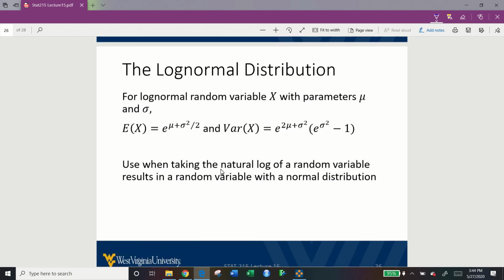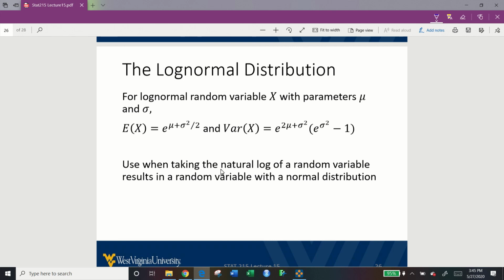Our log normal variable is dependent on the parameters mu and sigma, just as in the normal distribution. For the log normal distribution, our mean is equal to e raised to the quantity mu plus sigma squared divided by 2. And the variance of x is equal to e to the 2 mu plus sigma squared, multiplied by the quantity e to the sigma squared minus 1.